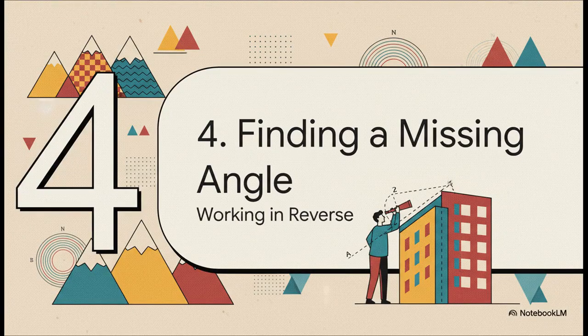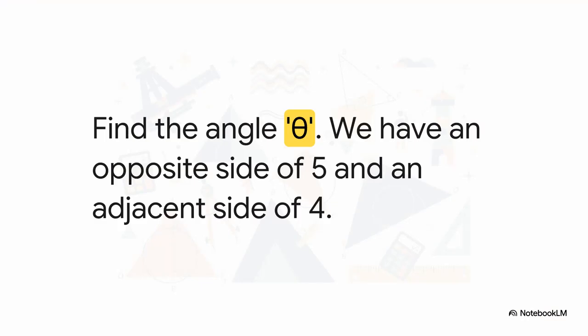Okay, so finding a missing side? Check. But what if it's the other way around? What if you know the side lengths, but it's the angle that's the big mystery? Well, sohcahtoa has our back for that too. Let's see how. So here's our next challenge. We've got a triangle with an opposite side of 5 and an adjacent side of 4. This time, the unknown isn't a side. It's the angle itself, theta.